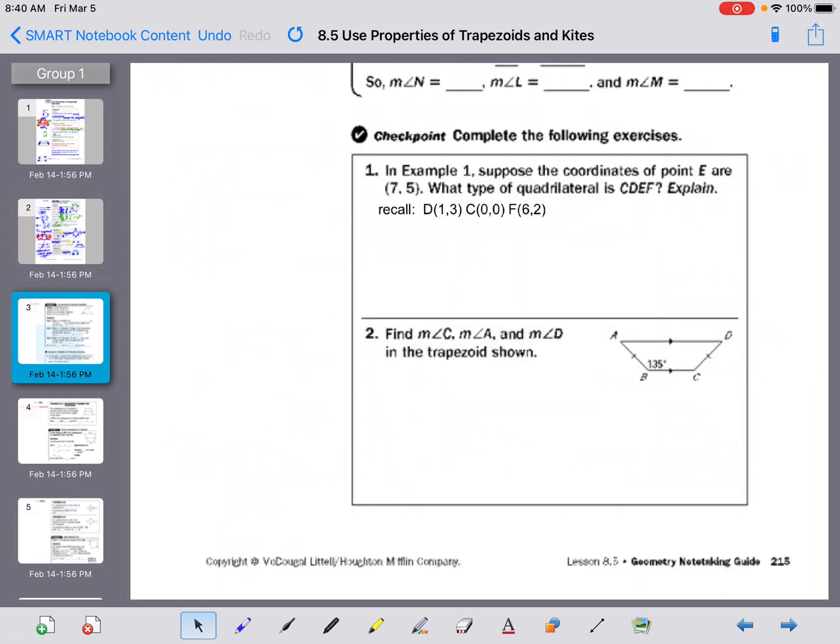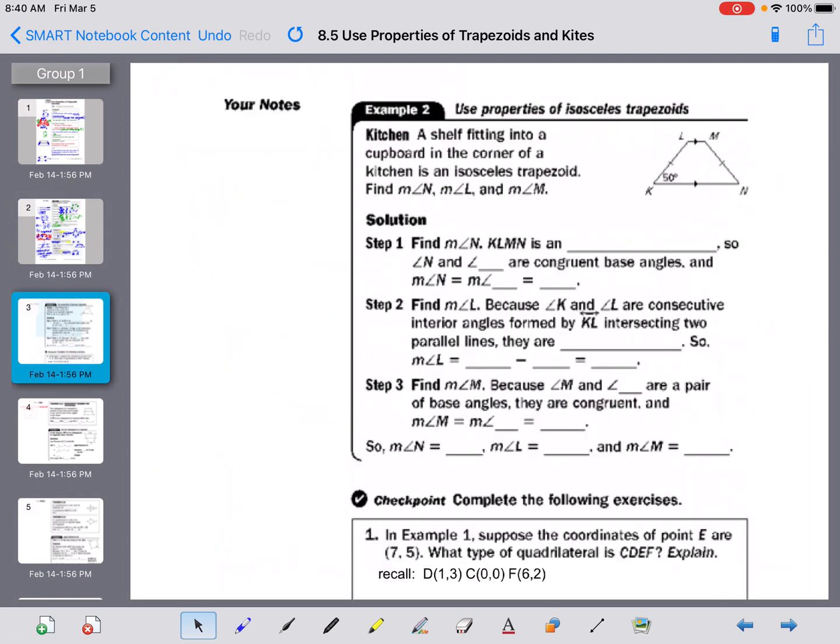Third page. So here we have this shelf fitting into the corner of a kitchen. It's an isosceles trapezoid. I'm sure you all have isosceles trapezoid shelves in your kitchen, right? I mean, common thing. If not, go check. Maybe you just didn't realize that's what it was called.